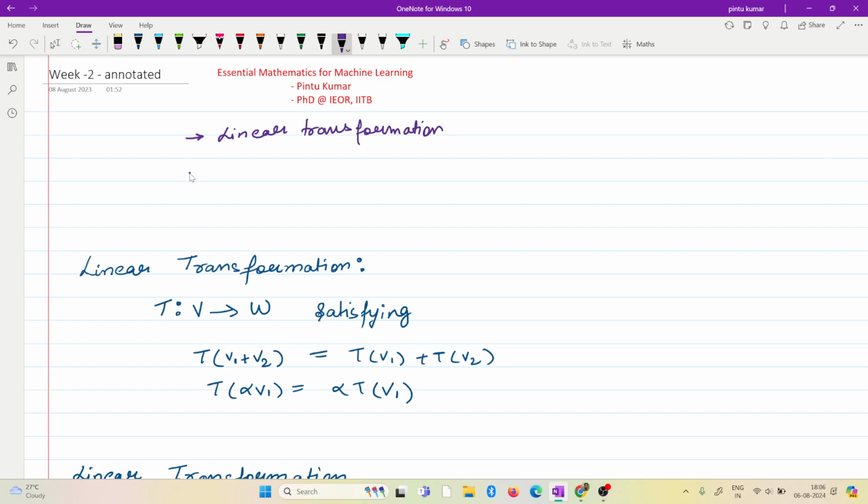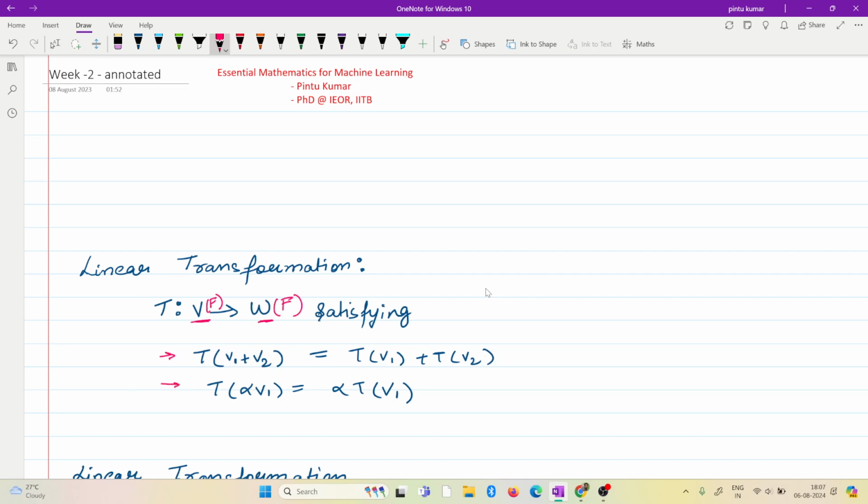Okay. So last time we did what vector spaces are. Today we are going to define functions on vector spaces. Linear transformations are nothing but functions from one vector space to another vector space. These are vector spaces, satisfying these two properties.